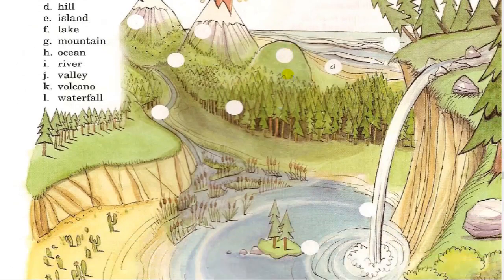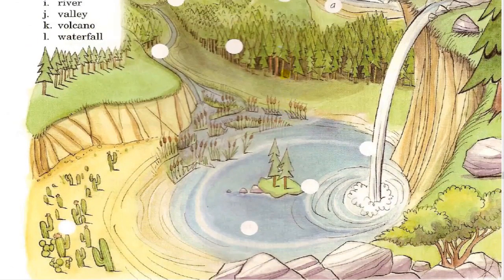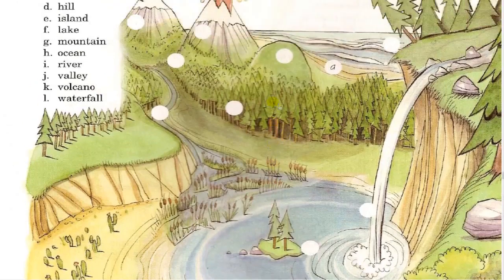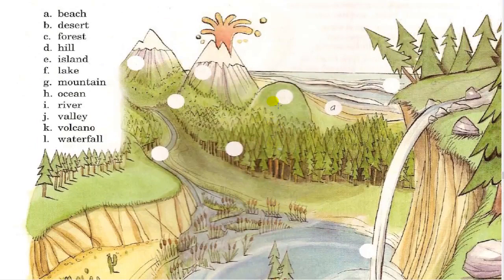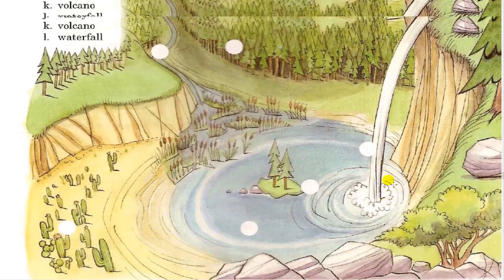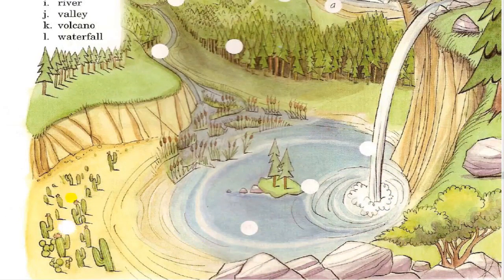Now in this picture, can we label these words around here? A, beach. For a beach, you must have water, like an ocean or sea. B, desert. Where is the desert in this picture? B, desert: a dry sandy place. C, forest. What's a forest? A piece of land that has lots of trees. So C is the forest.